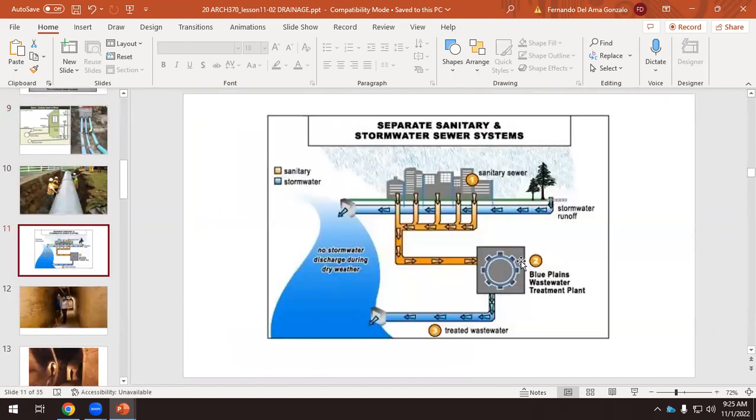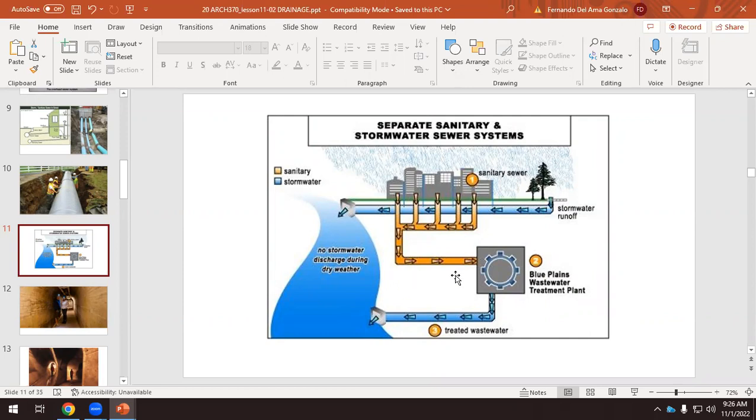We go to wastewater plants. The drain water, the storm water, can be released to the river directly. But the drainage, the water that comes from the toilet, has to go to the treatment plant, and then it can be released to the river or to the sea.